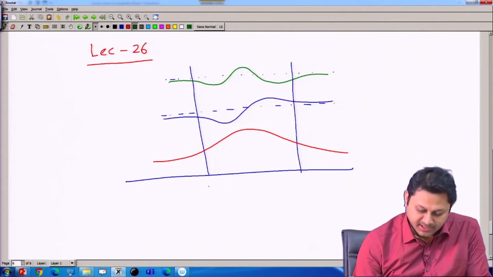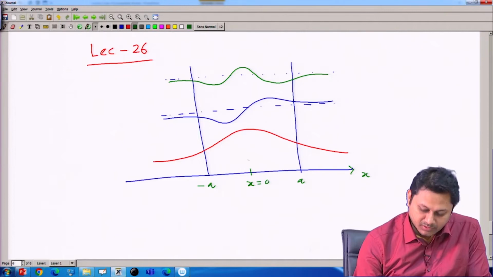So, this is at the point minus a, this is at the point a, this is the x direction and this point is at x equal to 0. Refractive index was n1, this is n2, this is the cladding part where the mode decays exponentially.